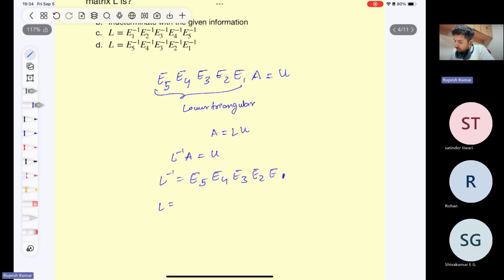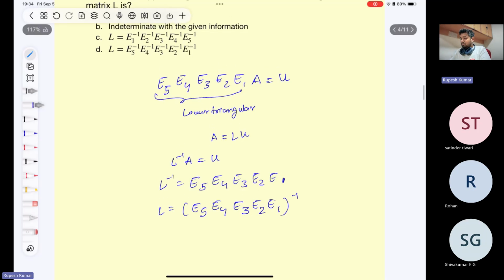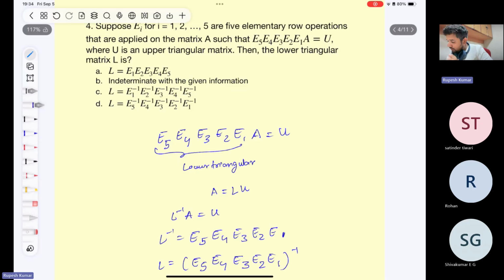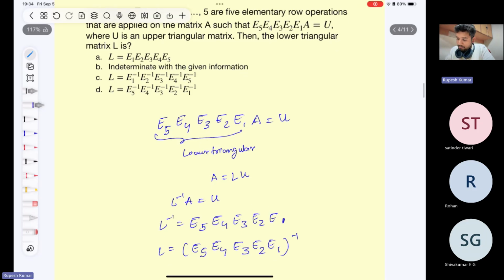Now from there, you can say that L equals the inverse of E5, E4, E3, E2, E1, use the property of inverse of a product of matrices, and you get to the answer, which is option C, I guess, right? Which will be the option C. But I'm saying this is not the correct answer given only this kind of information. Why? Let's look into this.